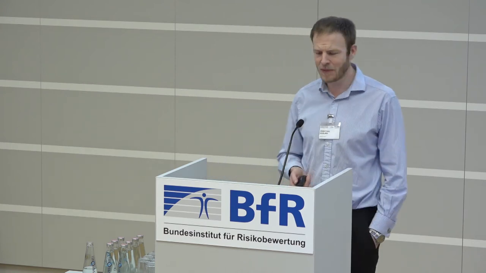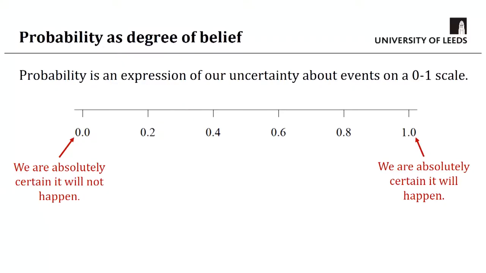So I'm a mathematician. I am interested in numbers. But I'm interested in numbers to talk about uncertainty because of the precision that they can give me. So I'm going to tell you that probability is on a 0 to 1 scale. 0 means that I'm absolutely certain that this event will not happen, and 1 means I'm absolutely certain it will happen.